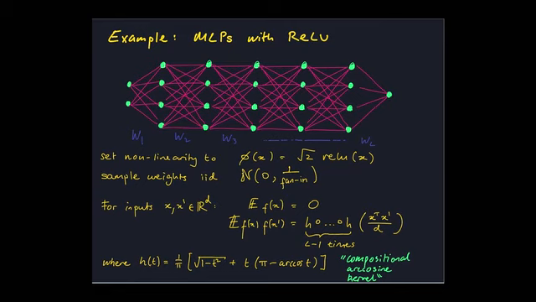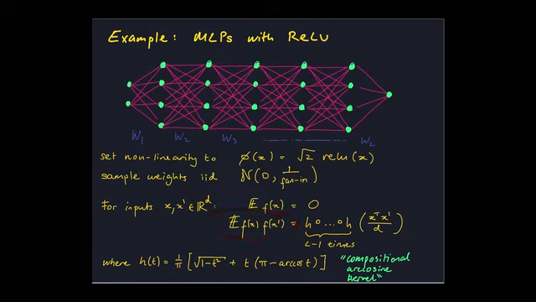And then what you can prove is that the expectation of the network output is 0. This is a network with no nonlinearity on the output, so it makes sense that it's mean 0, because the last layer is a linear layer, so the mean should be 0.